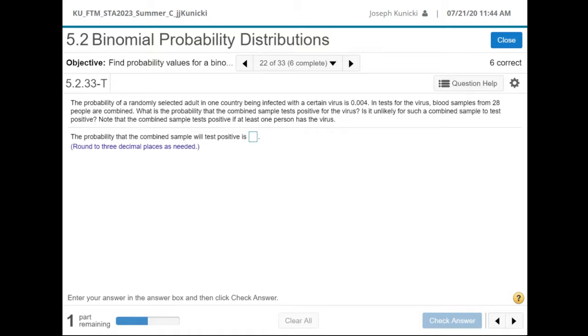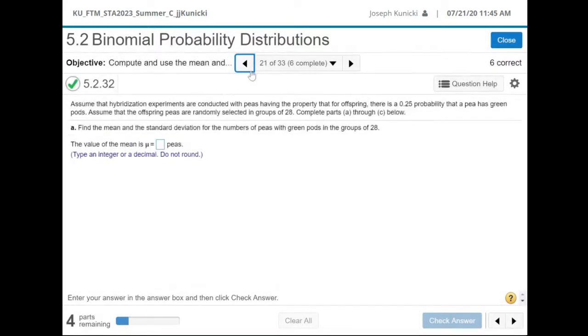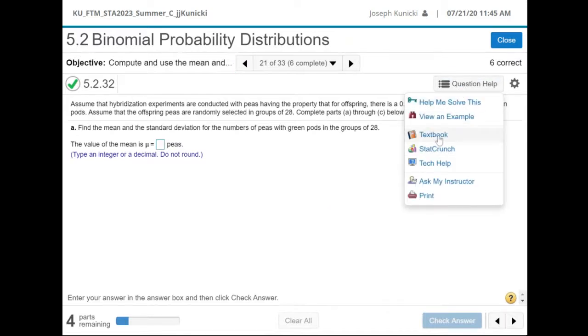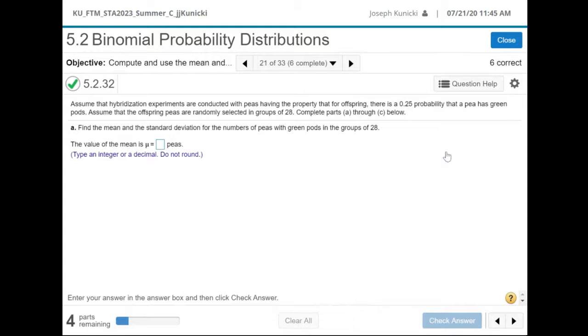Now, I guess I closed it out, but I can go back. Let me go back to that problem. Now, we could actually calculate this. Watch, I'll show you. I'm going to do StatCrunch. So let's see, for me it was n equals 30 and p equals 0.75. So let me open up StatCrunch to show you what I mean.